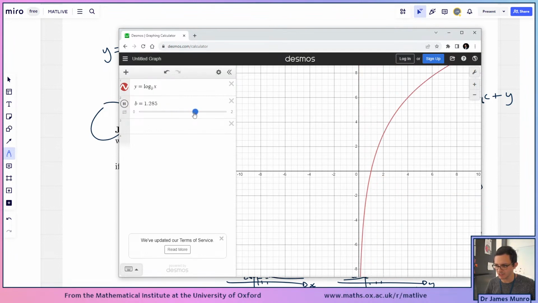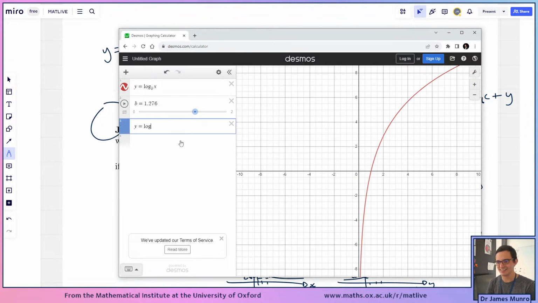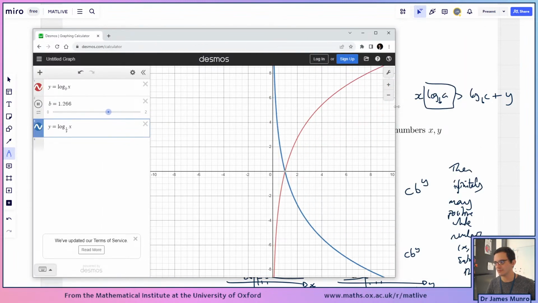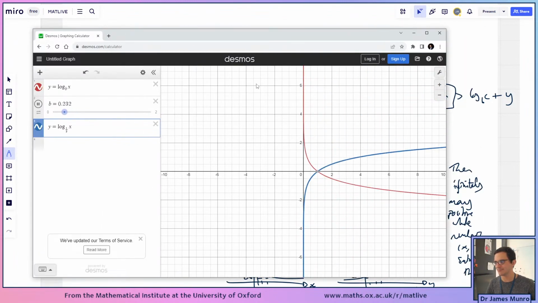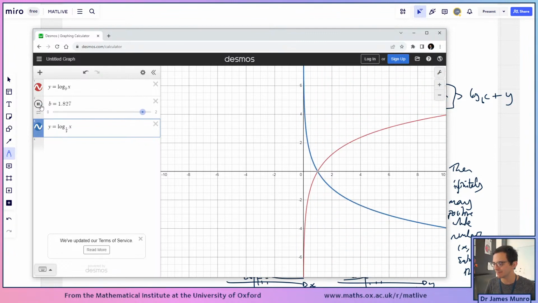You can animate this, can't you? Okay, I'll just leave it going. Good, right, okay. Oh yeah, it's just negative log base 2 of x. Fair enough. Come on, Desmos, you can do it. You can do it, Desmos. Yes, there you go. Beautiful. What a nice relationship. Log base b and log base 1 over b.